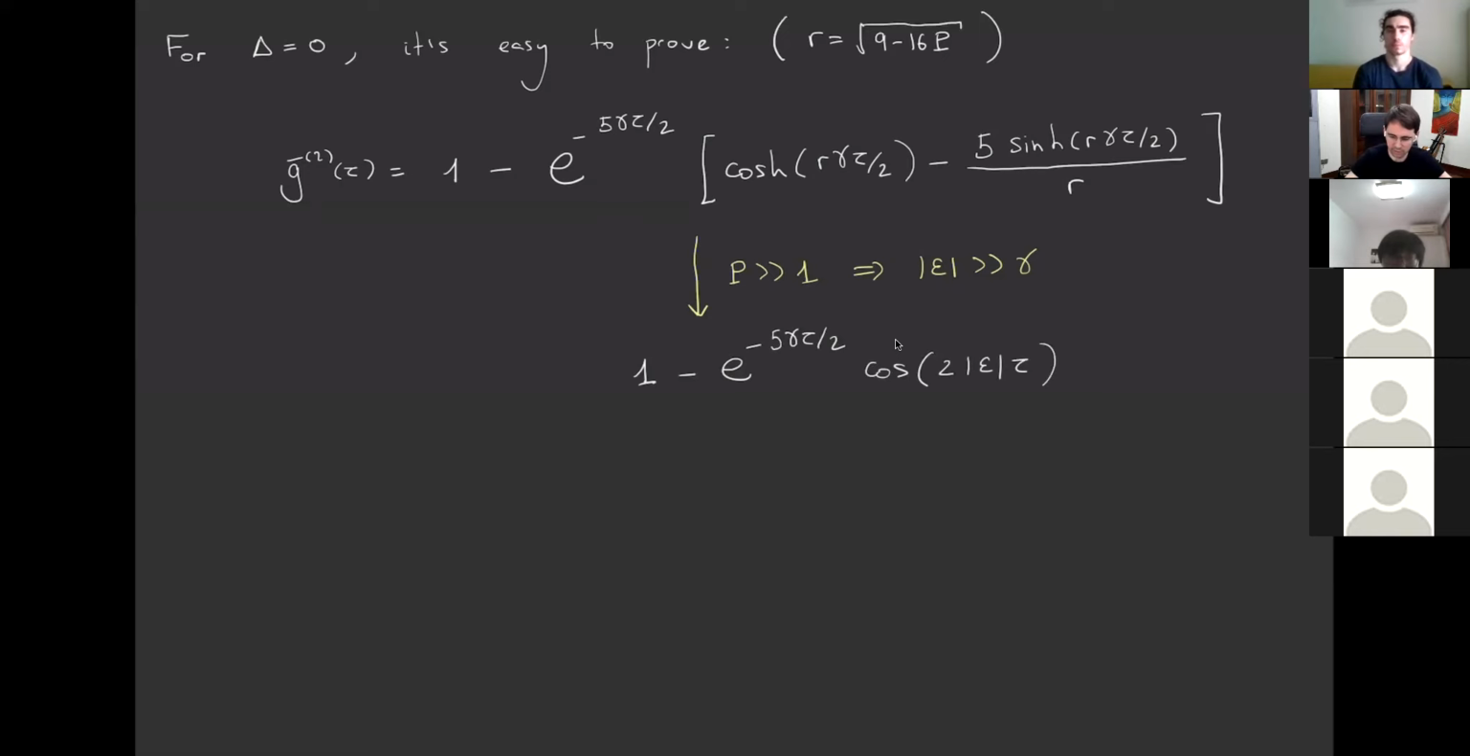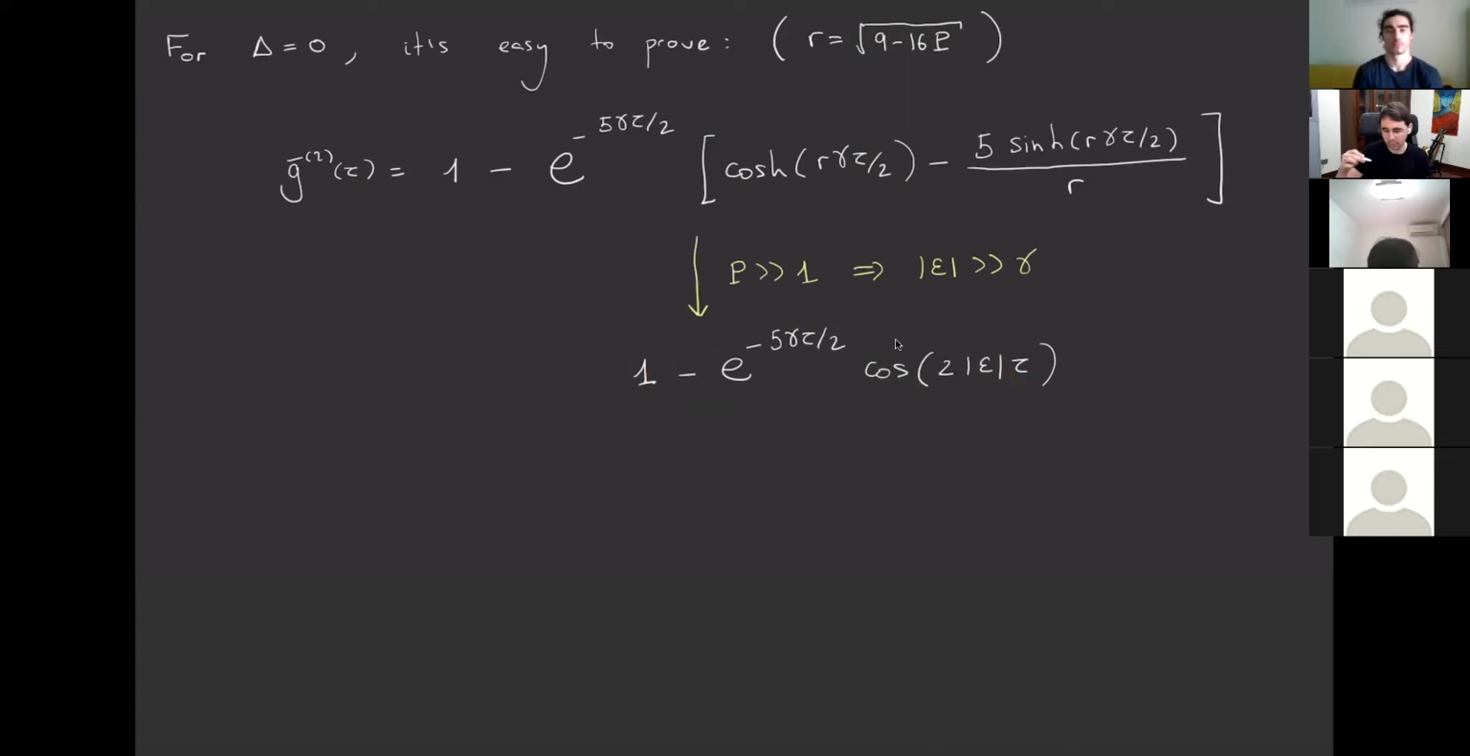So just check out that when P is larger than 9 divided by 16, then R becomes imaginary, okay? And then you have the hyperbolic cosine of an imaginary argument, and that's a normal cosine. That's why you get a cosine. So then the G2 function of the time delay is just 1 minus a decaying exponential. So when tau goes to infinity, this goes to 0, and then you get the 1 that we knew, and then a cosine of tau.